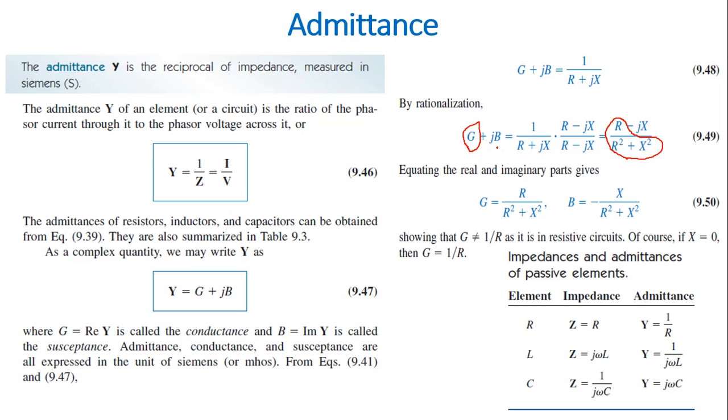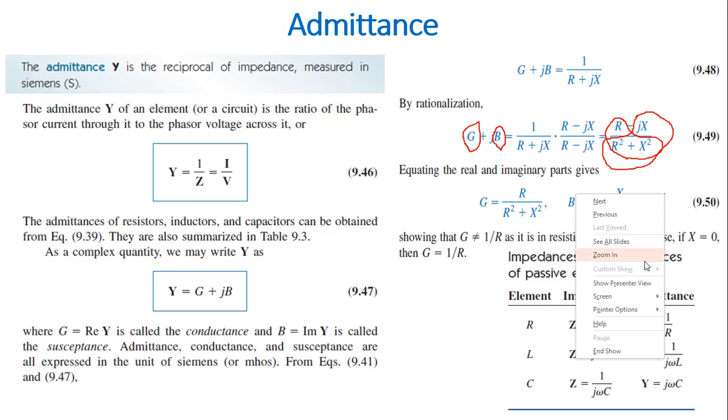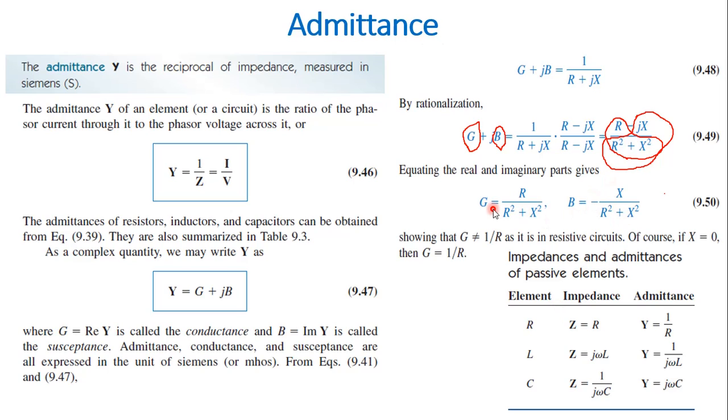Similarly, let us equate the imaginary parts. The imaginary part here is B, so B is equal to minus X by R square plus X square, including the minus sign. So this is the relationship between G, B and R, X.